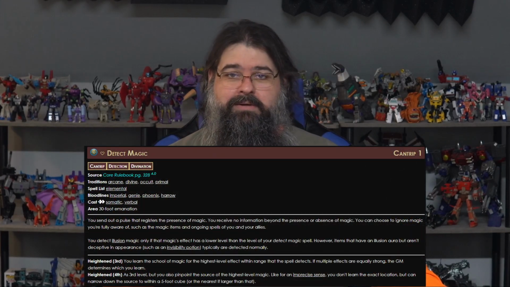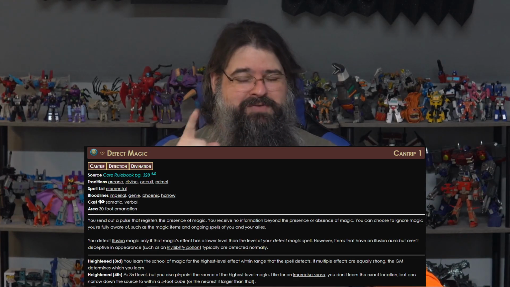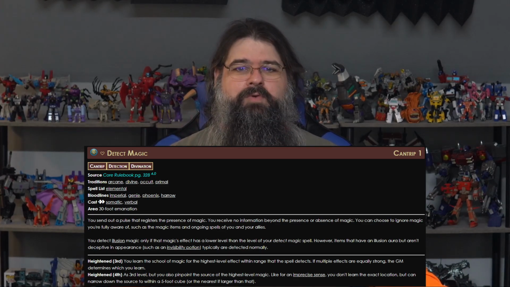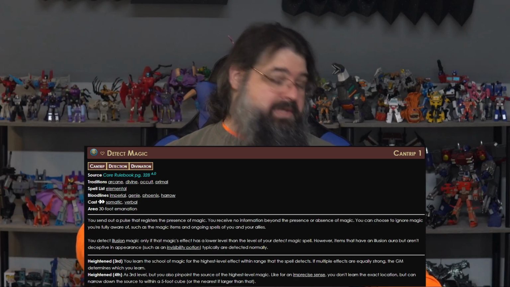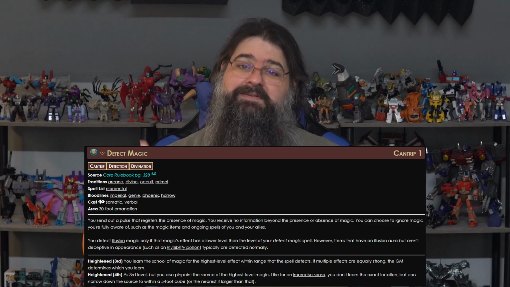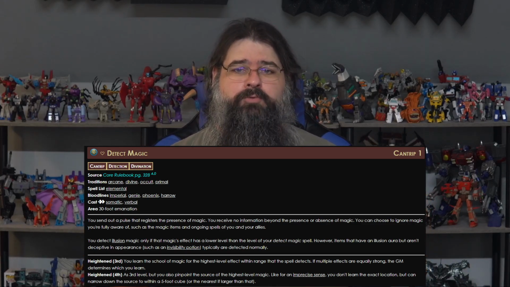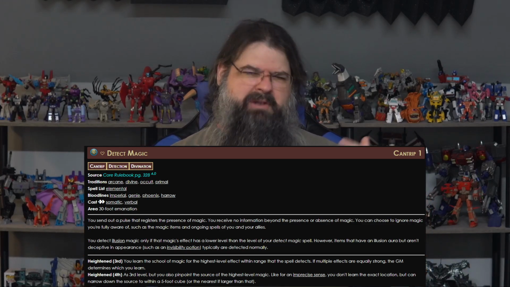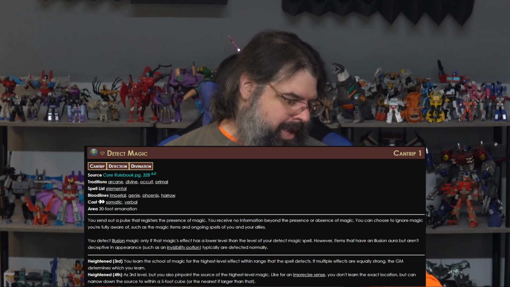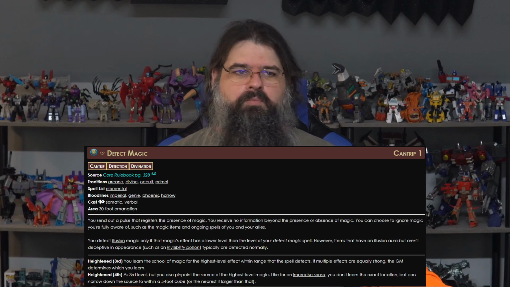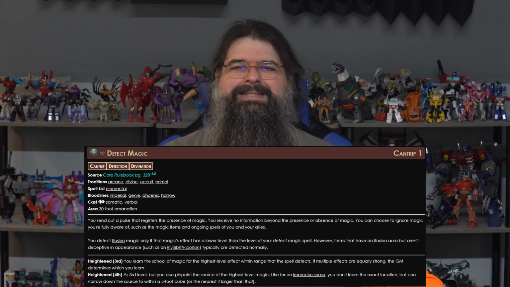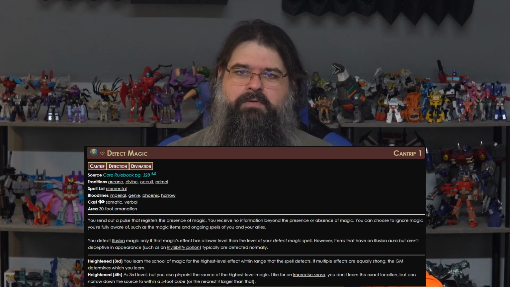At 3rd rank, so when you've got enough level to cast 3rd rank spells, this gets a new ability. This is a heightened effect because this is a cantrip, and cantrips automatically heighten to half your level rounded up. So if you're a 5th level caster that has Detect Magic, you would cast this as 3rd rank. So it's half your level, round up.